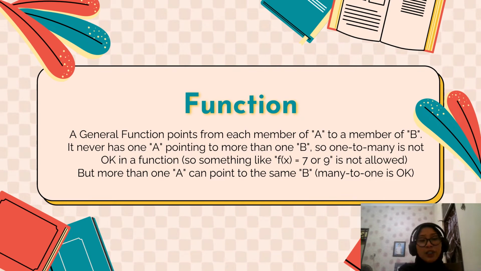A general function points from each member of A to a member of B. It never has one A pointing to more than one B. So one to many is not okay in a function. Something like f(x) equals 7 or 9 is not allowed. But more than one A can point to the same B. Many to one is okay.